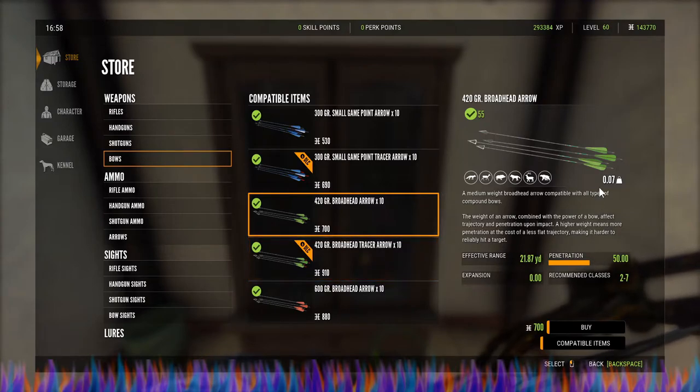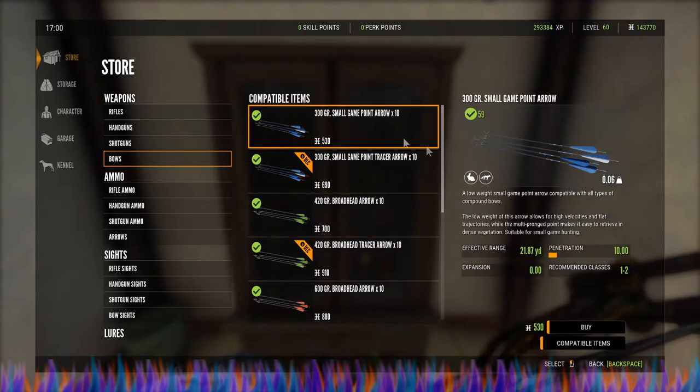Now, these are going to come in weighing at 0.07 weight, with the penetration 50 and the recommended class 2 to 7. The bears are class 7, so that's the biggest thing you can hunt with this. And then something like the coyotes or jackals or fox are going to be your class 2, or your Siberian musk deer even are going to be your class 2.